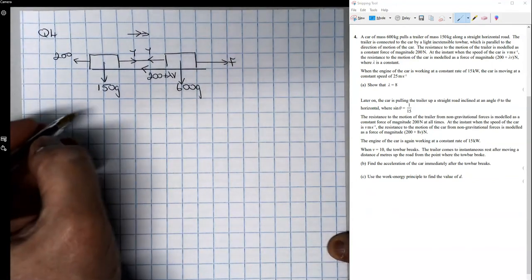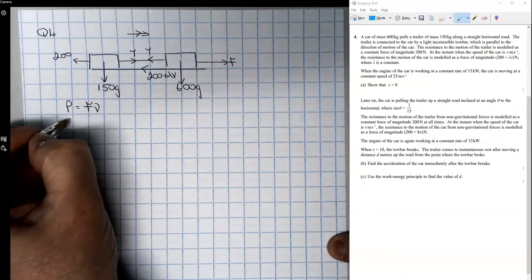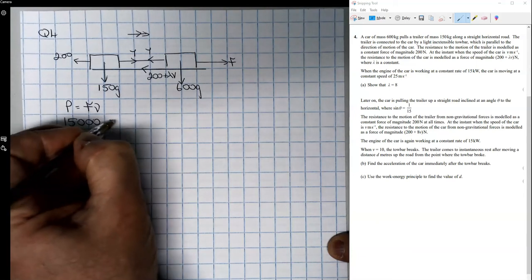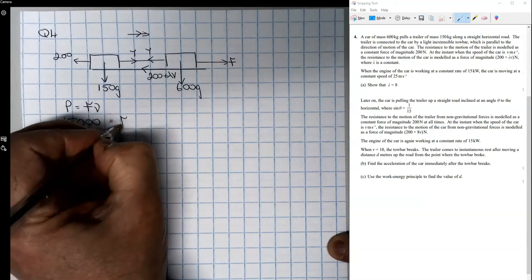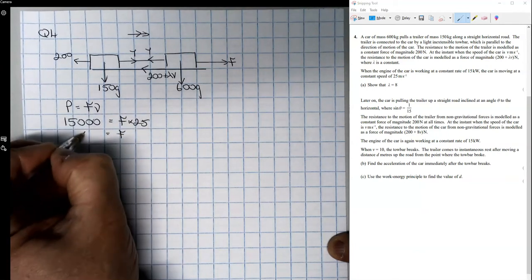Now we're going to use power equals FV. So we know the power is 15,000. We know the point we're interested in is when the velocity is 25. So that gives F is 600.